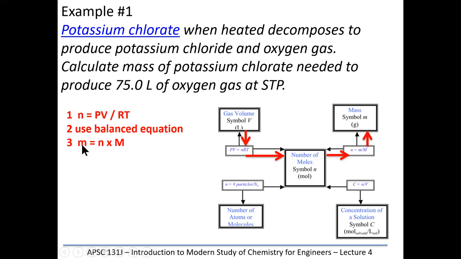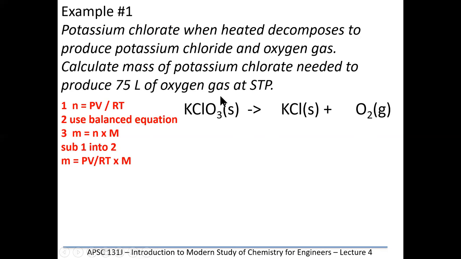So if I want to do it all in one step, like a lot of times you do in physics problems, you could substitute equation one into equation two, and you can simply get the mass is equal to PV over RT times M, assuming you've got the balanced chemical equation as well. So here, potassium chlorate is ClO3 1 minus, potassium is K1 plus. They combine in a 1-to-1 ratio. Potassium chloride, again, is a binary compound. It ends in IDE. So we know that chloride is 1 minus, potassium is 1 plus.